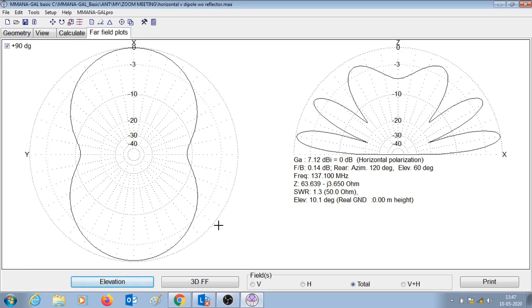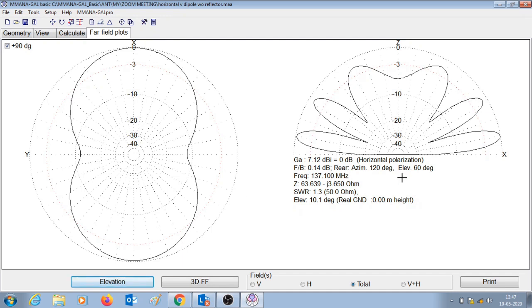On the left-hand side, you can see the bird's eye view, or looking at the antenna from the top. So the antenna is this way. This is the V it makes, and we are looking from the top. Here you can see two very significant lobes in front and back of the antenna. Let's say this is north and this is south, and we have oriented the antenna north-south. You can see two big lobes in front and back.